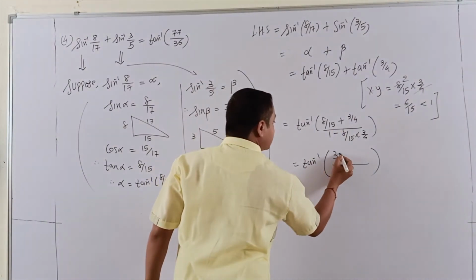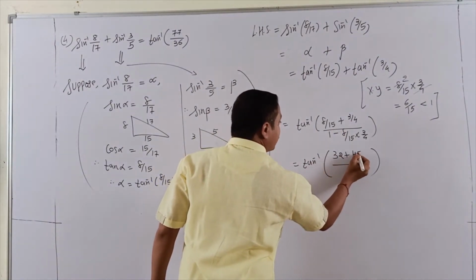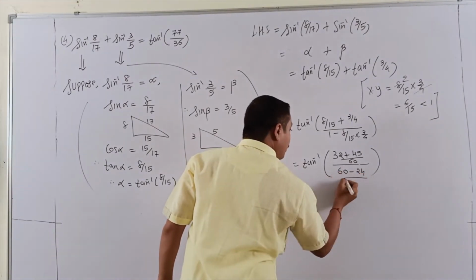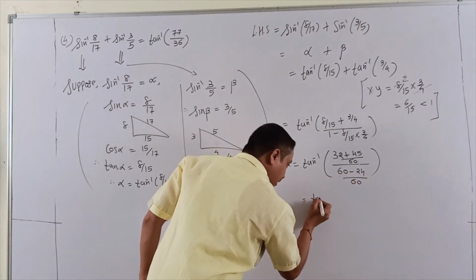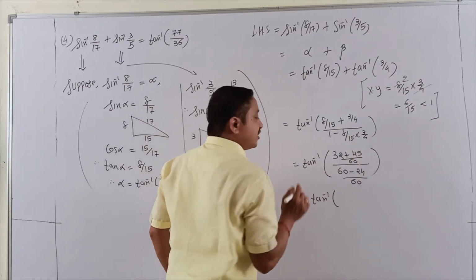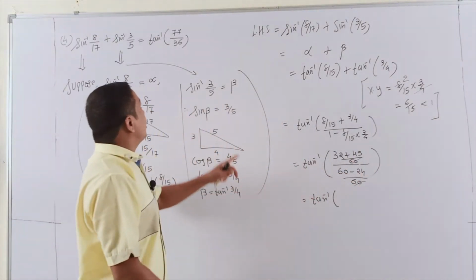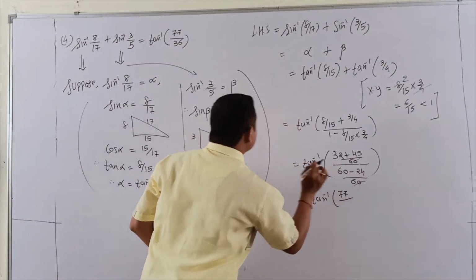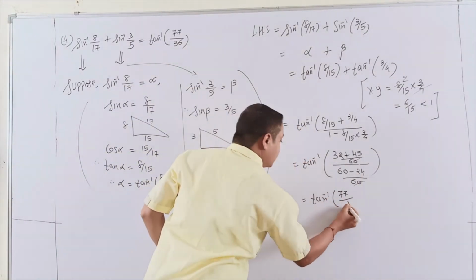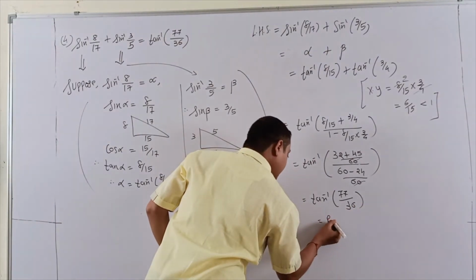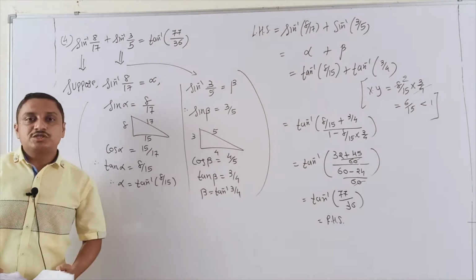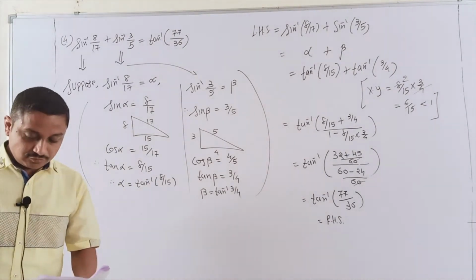So your LCM is 60: 8 fours are 32 plus 45. Similarly, 60 minus 24. And now checking how much? 32 plus 45, 60, 60 gone. Surely it is 77. And how much is 60 minus 24? Surely 36. That's my RHS. And easily, this numerical, students, we are done.